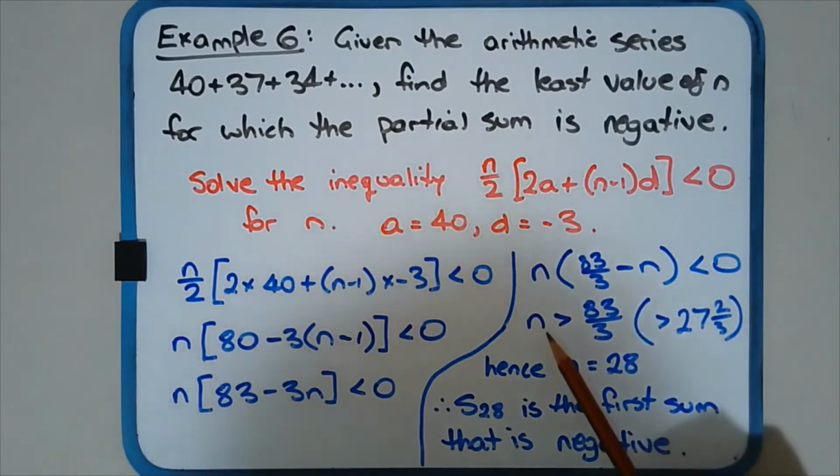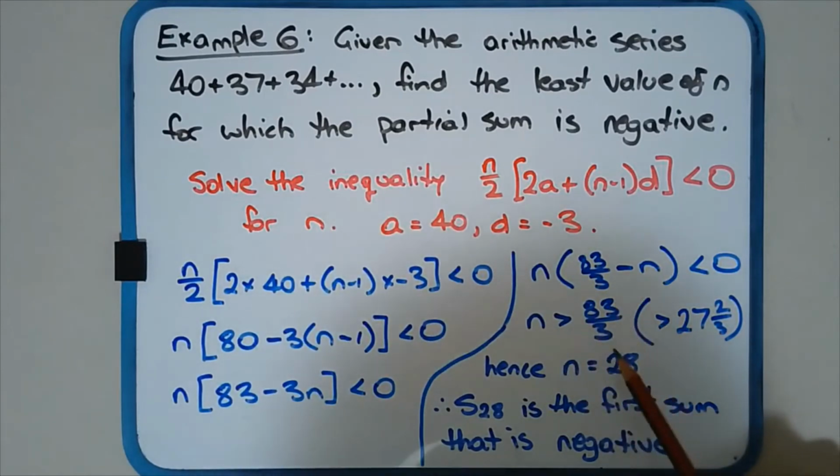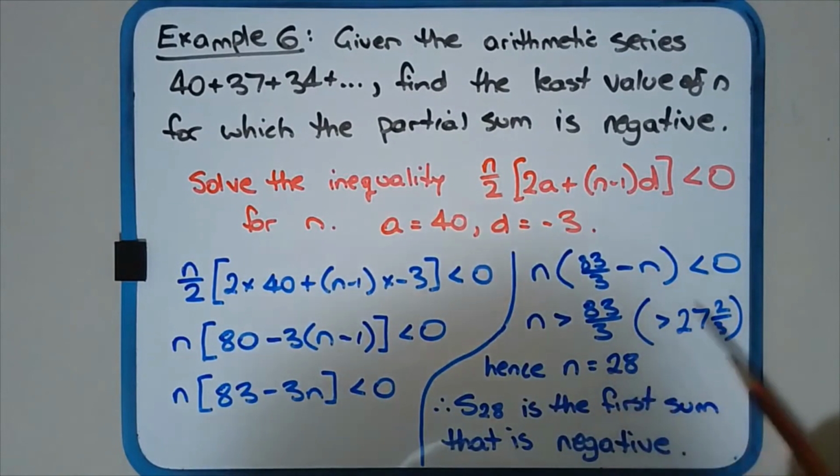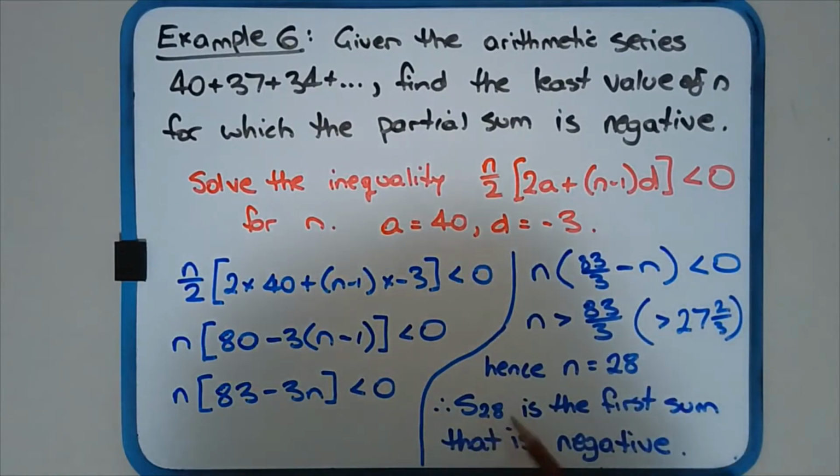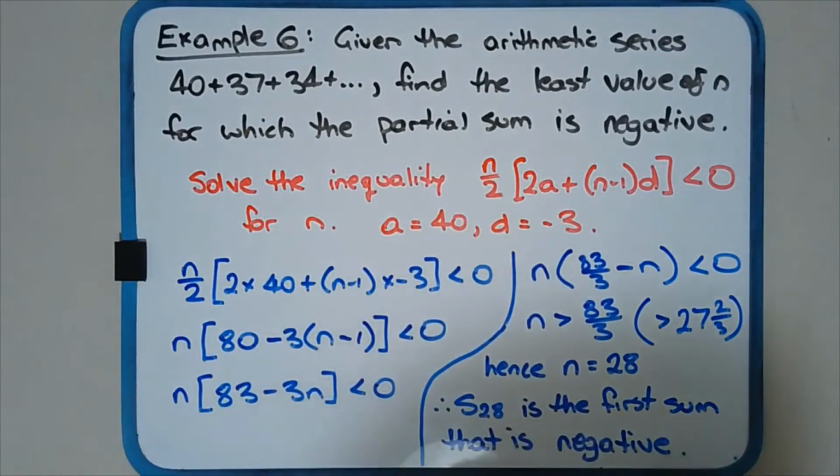So therefore, n has to be greater than 83 over 3 or greater than 27 and 2/3. Hence, the first integer that's greater than 27 and 2/3 is 28. So therefore, S28 is the first sum that is negative.